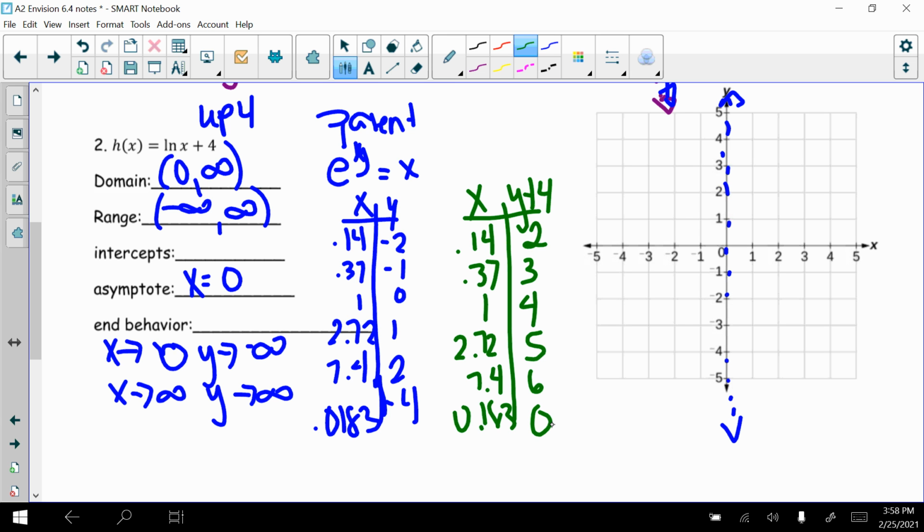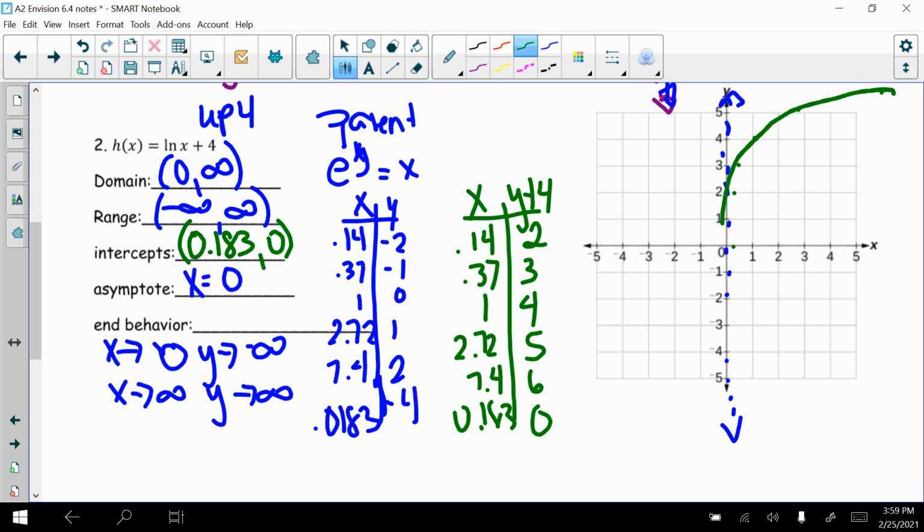And remember, we did that to get our x-intercept. So our intercept over here is 0.0183, 0. So let's see, 0.14 I'm up at 2, 0.37 at 3, over 1 up at 4, 2.72 up at 5, 7 point something up at 6, 0.0183, or 0 right there.